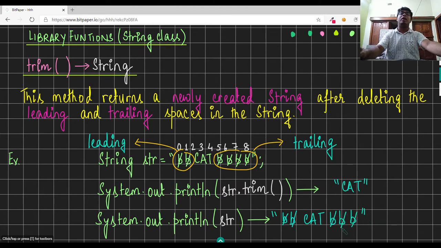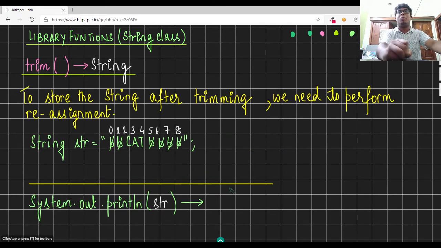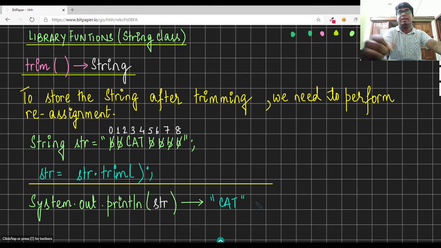So if you want to store the trimmed string as your str, then you need to perform reassignment. Okay, let's jump onto the reassignment part. Here you would write str equals str dot trim, and then your original string would contain the part without the leading and the trailing spaces.